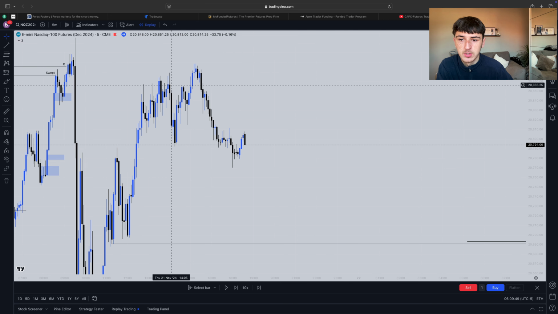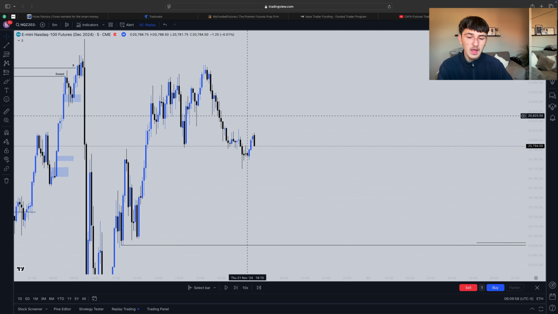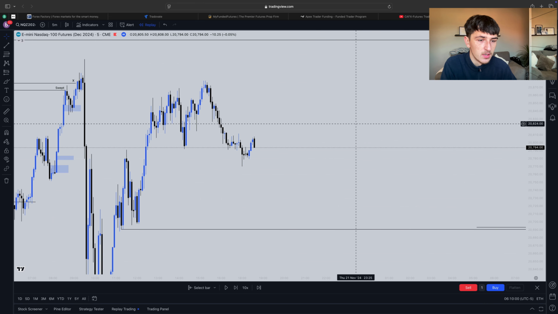So here, there was no liquidity sweep. I mean, we took this high, but there was no real sweep. This here is a much clearer sweep. We swept out all of this, and then we go in the correct direction you wanted.